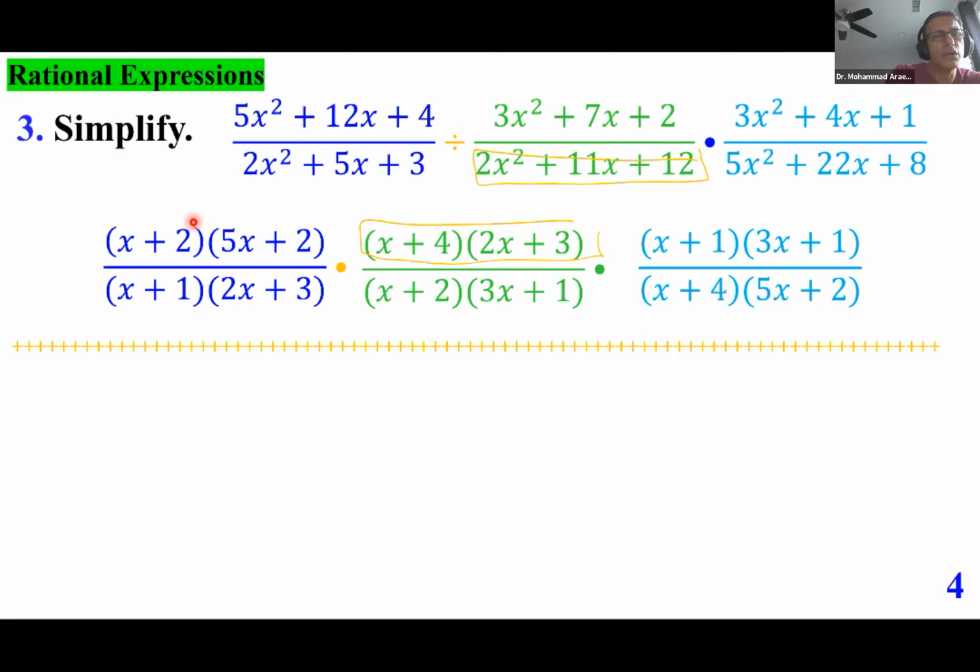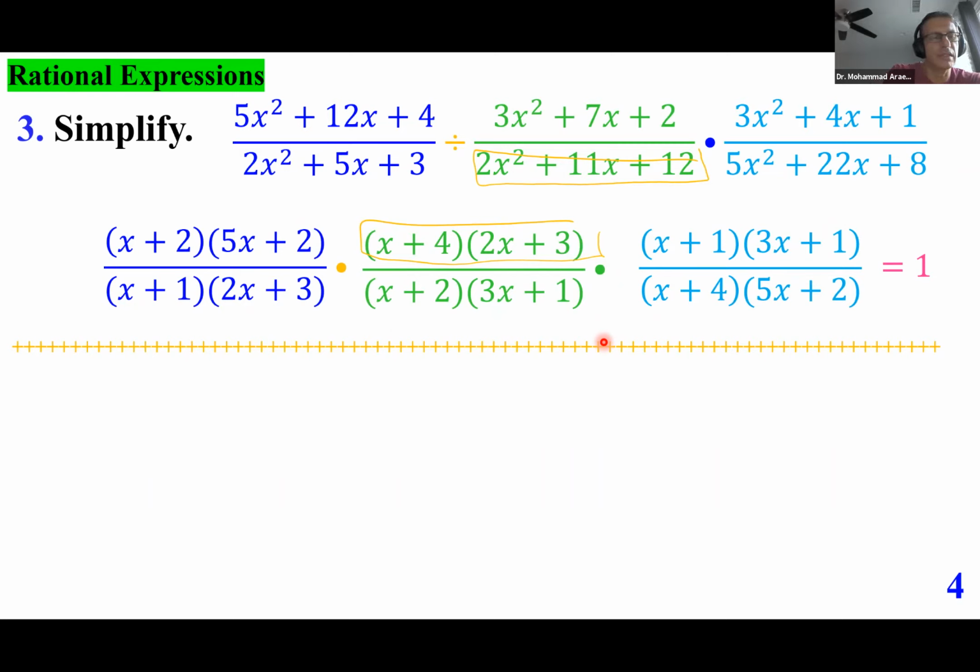And you may notice that x plus 2 cancels out x plus 2. 5x plus 2 cancels out 5x plus 2. X plus 4 cancels out x plus 4. 2x plus 3 cancels out 2x plus 3. X plus 1 cancels out x plus 1. 3x plus 1 cancels out 3x plus 1. There is nothing left, which means 1 over 1. In other words, everything in the top and the bottom, they cancel each other.